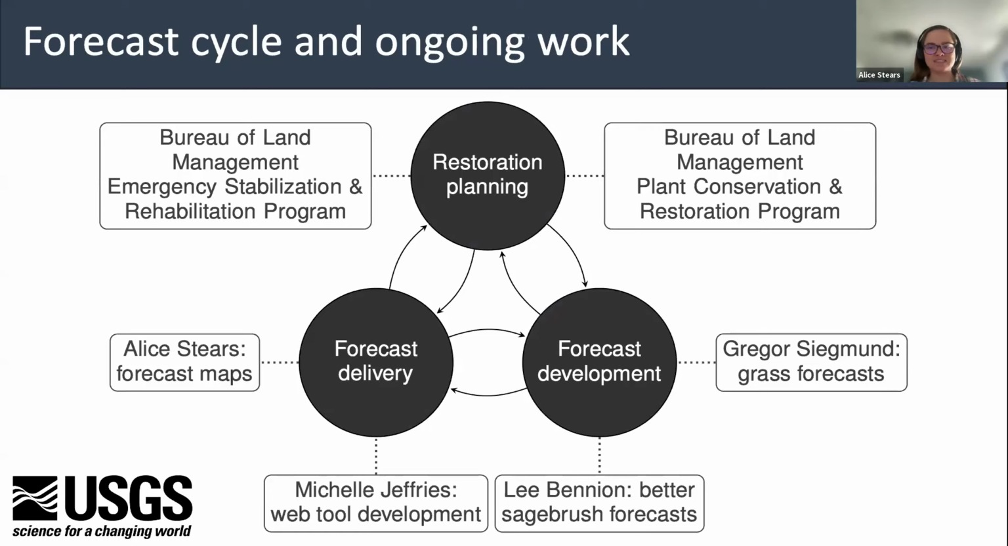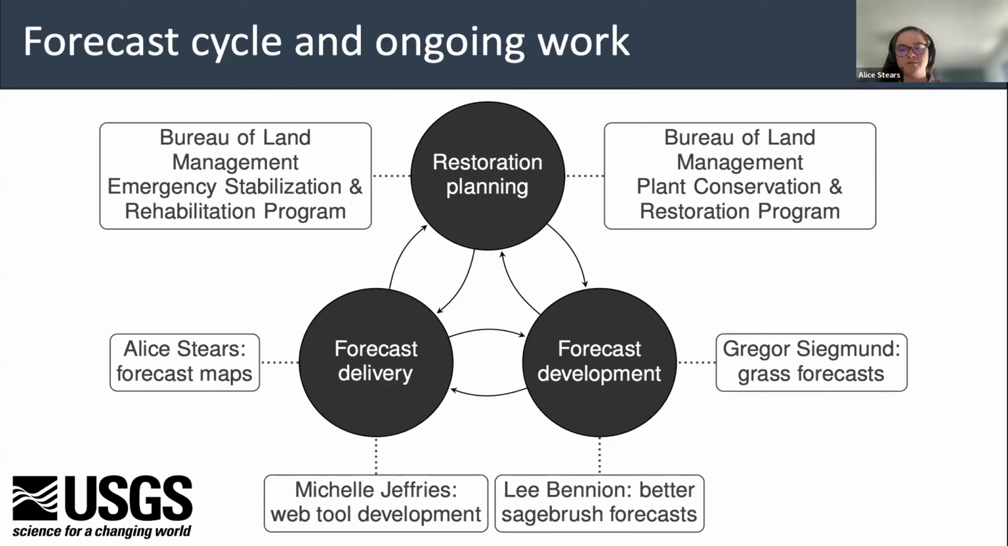So we think of this forecasting effort as cyclical, where the three components of forecasting development laid out here, forecast delivery, restoration planning, and forecast development, are iteratively feeding into and improving upon one another. I'm going to talk a bit about the process that we use to develop and deliver these forecasts currently, as well as updates to this process that will generate spatial forecasts. Gregor is also going to share about his work to develop models that predict establishment of common restoration grass species, which will then be incorporated into this forecast process.